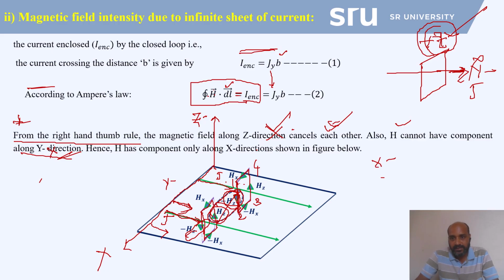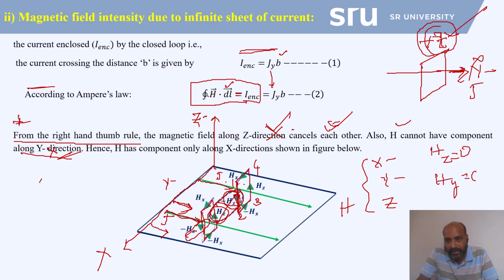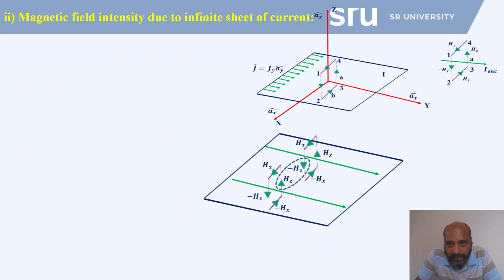So if you see the x, y, z, for the magnetic field intensity, this hz is 0 because of cancelling each other, right? The y component of that magnetic field will be 0 because in that particular direction current is there. So there will be no magnetic field components. So only hx will not be equal to 0. We'll calculate that. I just took these diagrams from the previous slide for the sake of understanding.